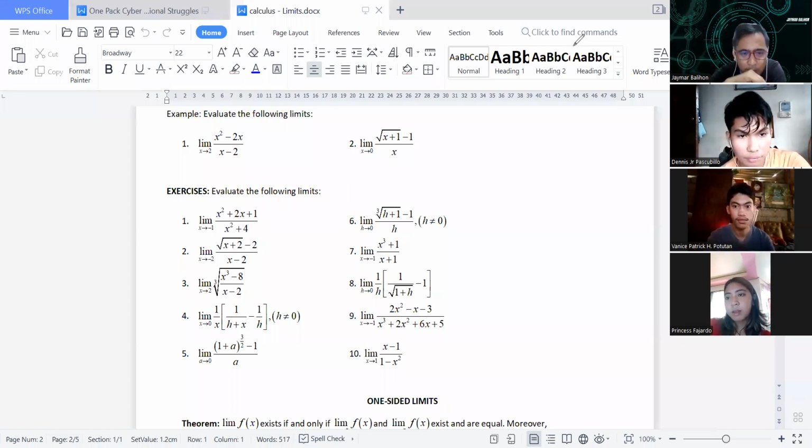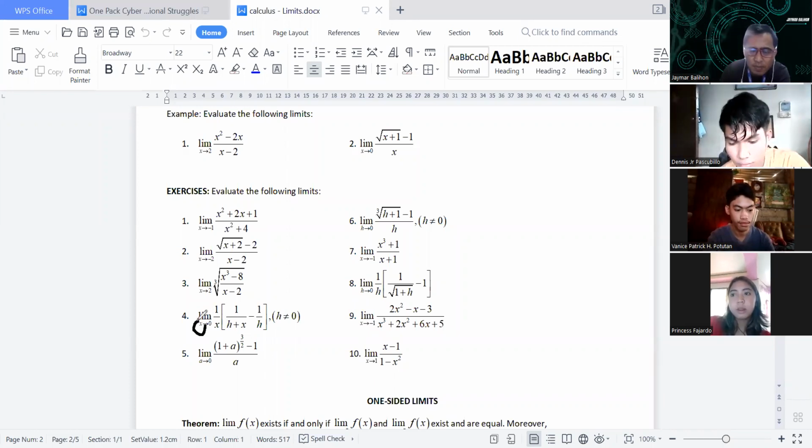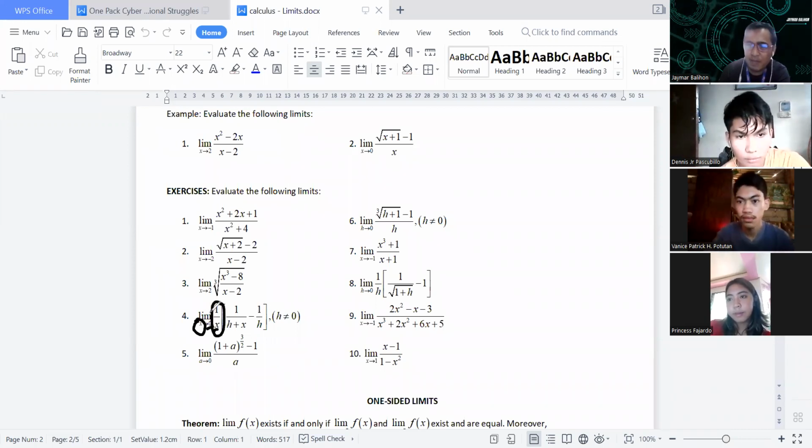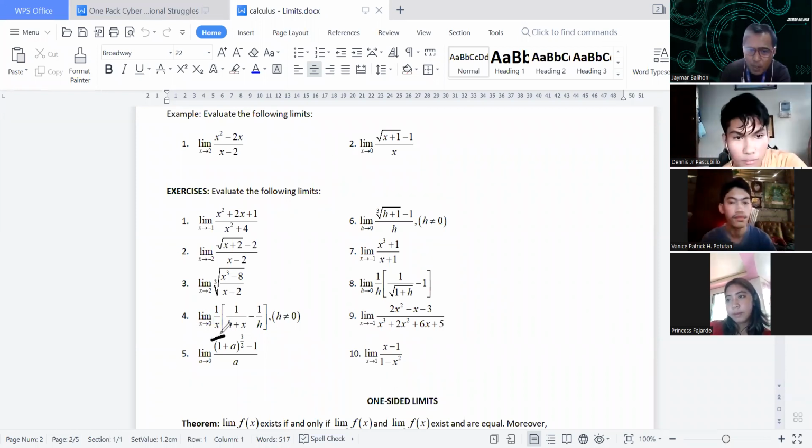Hey, wait. X is also a variable, no? So we will be substituting 0 for X. This one will be undefined, not this one. Our objective is to make this portion not undefined, so we need to eliminate this X. That is the first objective.